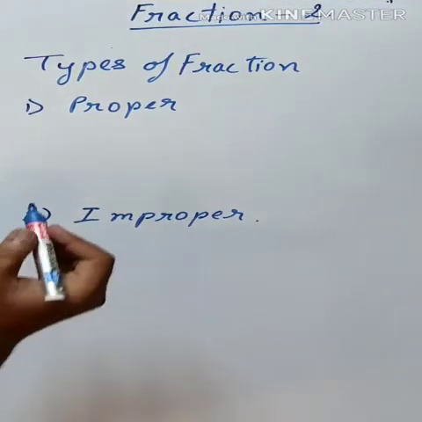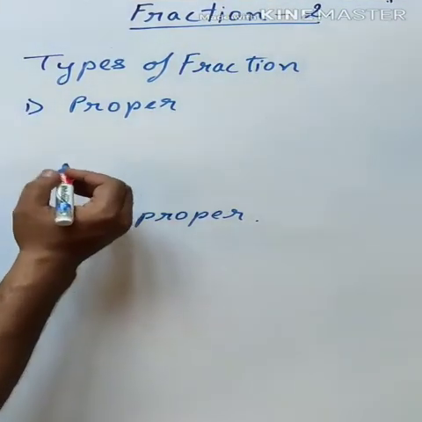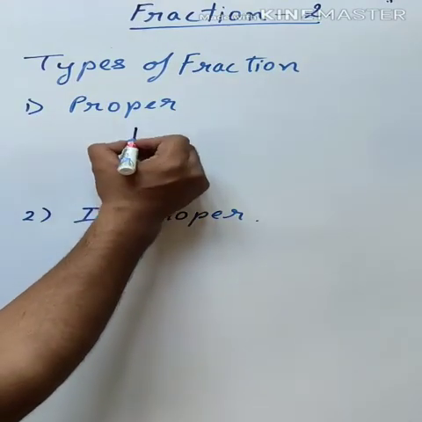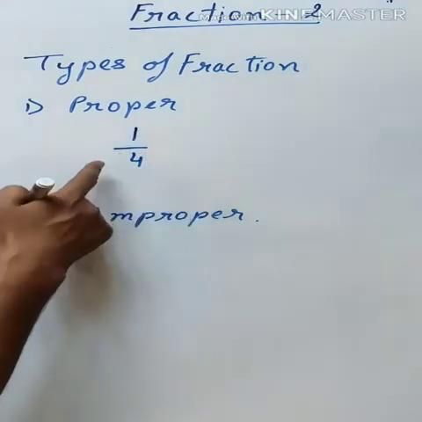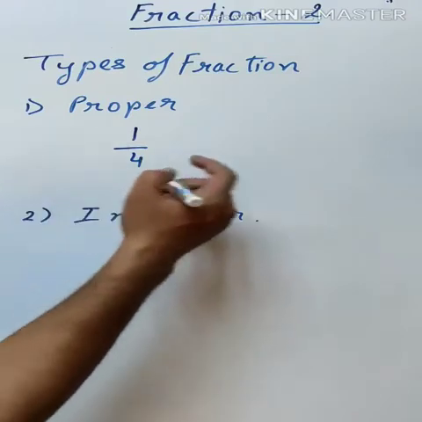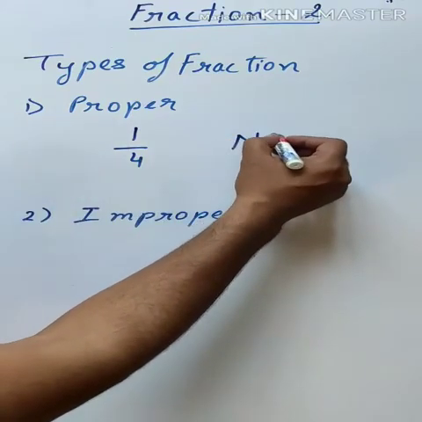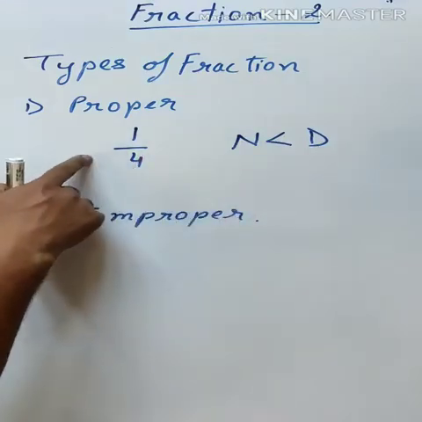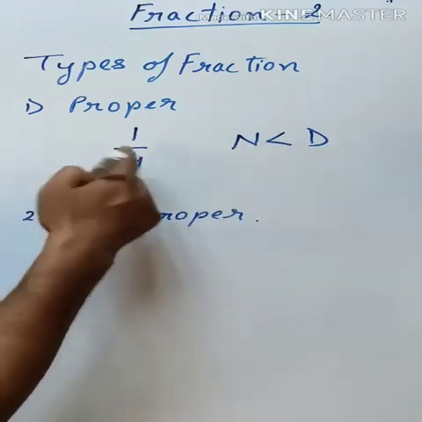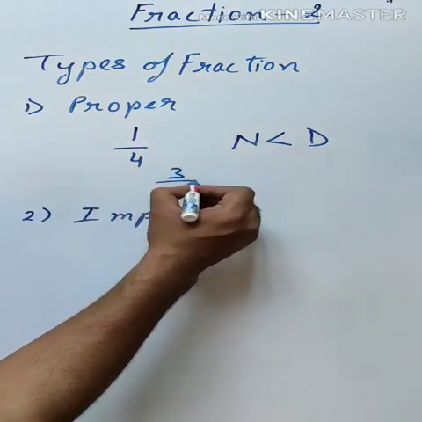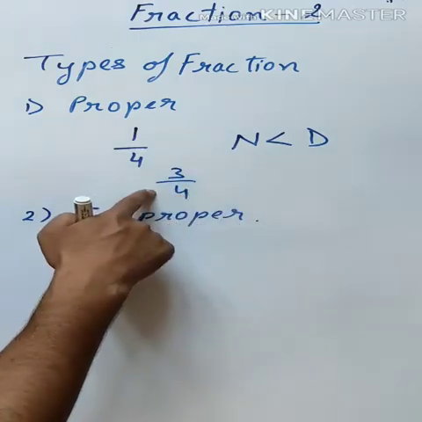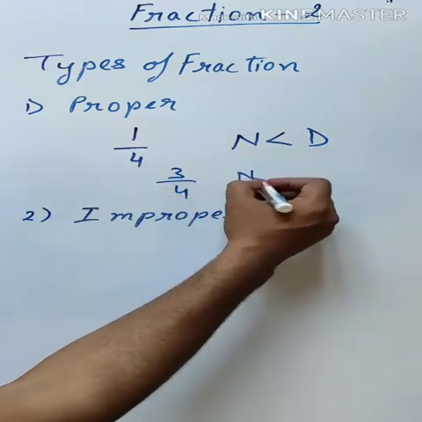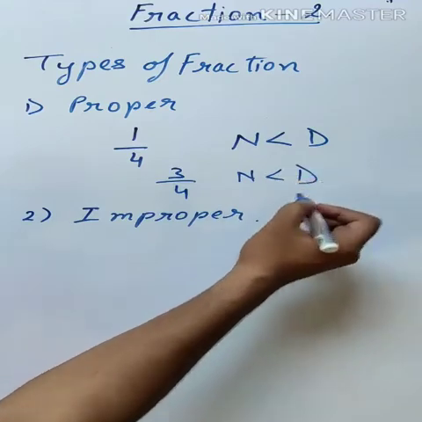Now types of fractions. The first type is the proper fraction. If I write 1 upon 4, then 1 upon 4 is a proper fraction, because the numerator is less than the denominator. So this is a proper fraction. Okay, if I say 3 by 4 part is left, this is also a proper fraction, because here also the numerator is less than the denominator.